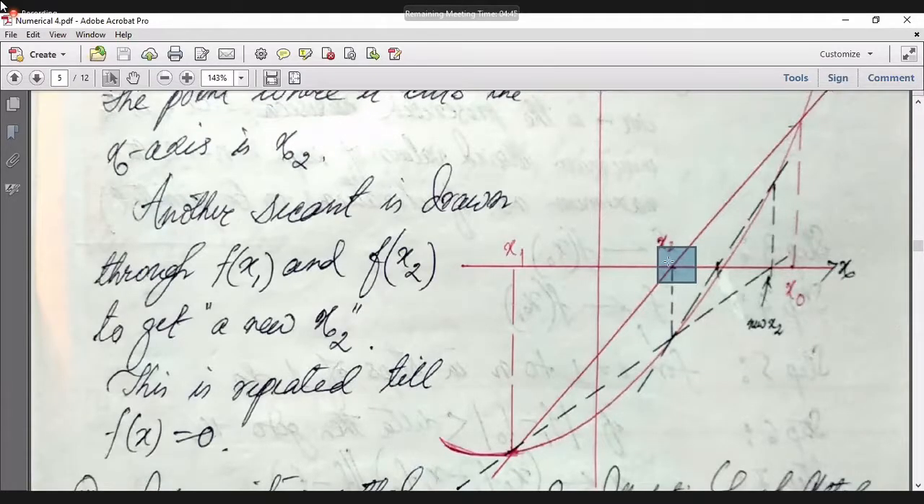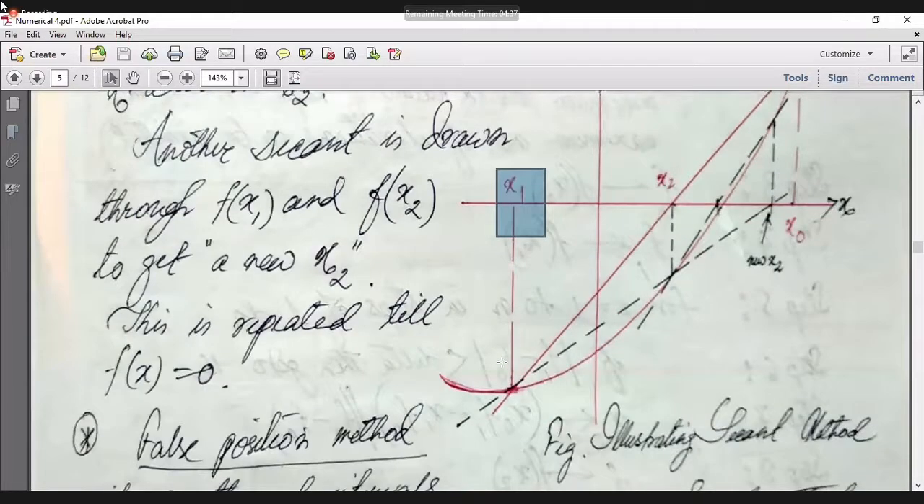Now we got this x2, a new x2. Using this x2 and x1, we draw a line again through their function values. Suppose this is my f of x1 and this is my f of x2. Again you draw a line here, passing through these. This is again our new x2. Then we can calculate the new f of x2, and with this f of x2 and the new x here, you draw a line like this.